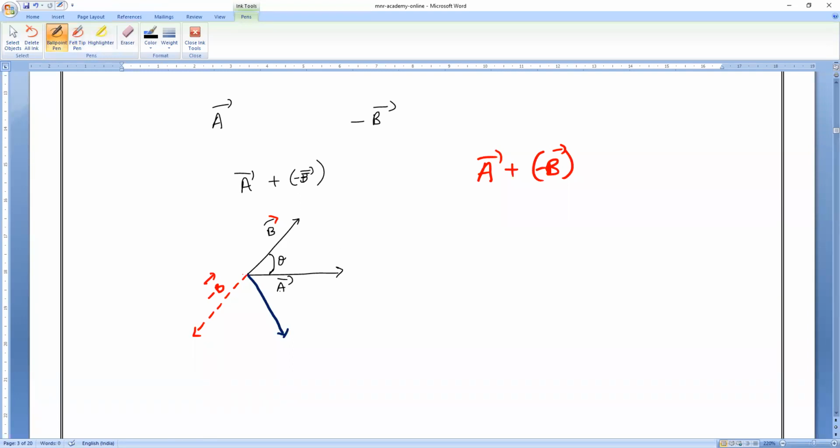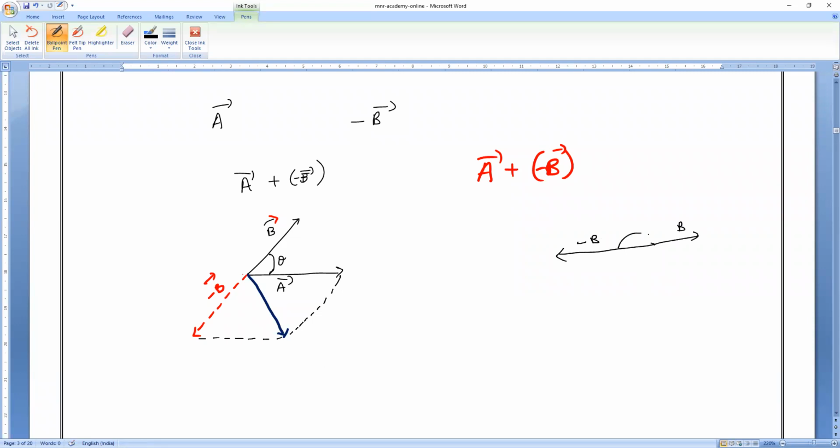Then we have to make what? A parallelogram. We have to fill it. This is the parallel shift, and for this one, this is the parallel shift. So I fill the parallelogram. Is it right or wrong, everybody? Now imagine minus B and B like this. This is minus B and this is the B.